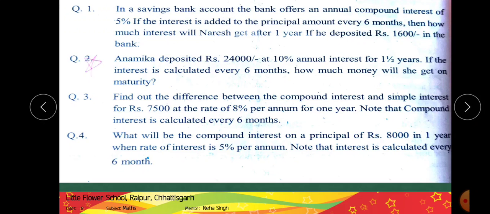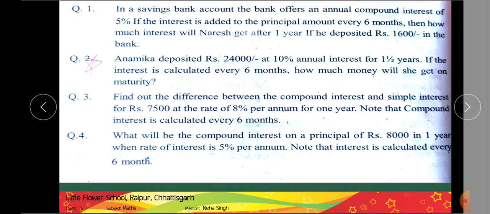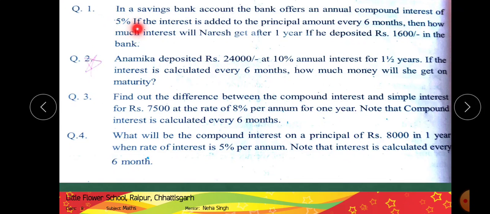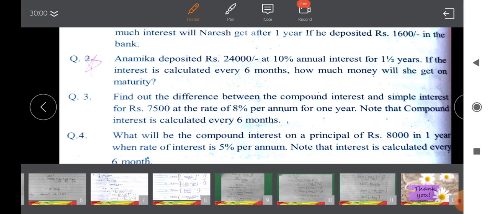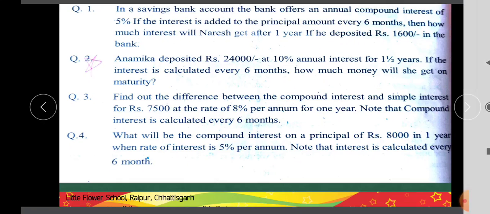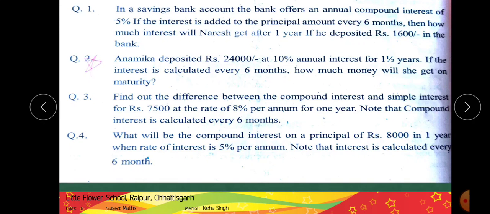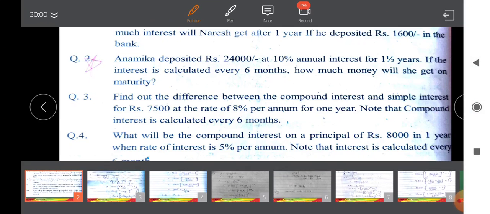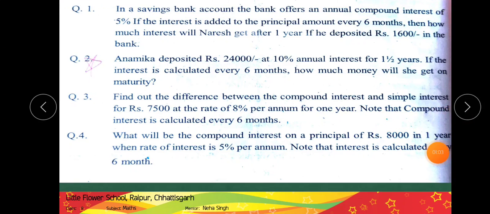So moving on. In a savings bank account, the bank offers an annual compound interest of 5% if the interest is added to the principal amount every 6 months. See now, here we will have some change in our formula. Since it is given every 6 months, how much interest will Naresh get after 1 year? Most of the formulas are the same, just the difference is, first you write the formulas for every 6 months.